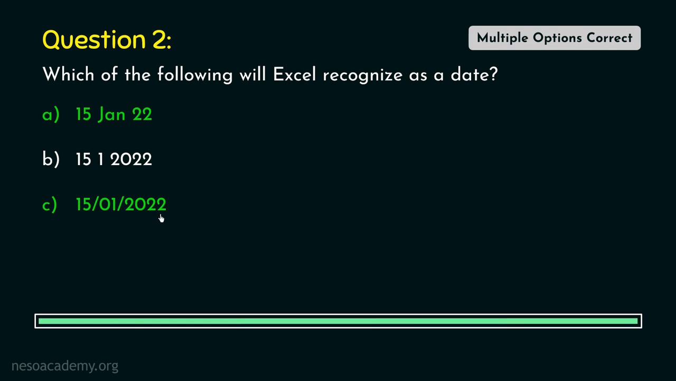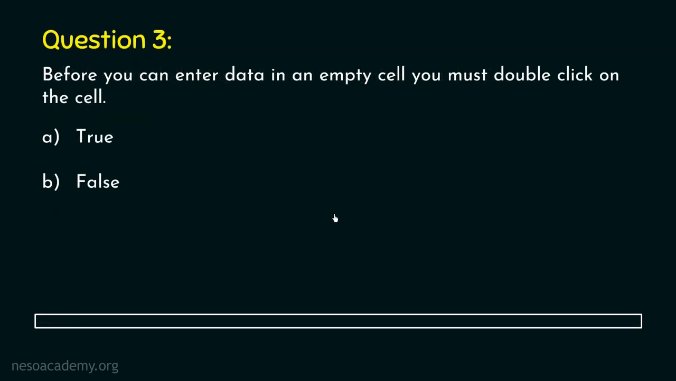Alright? Now comes the third question of this quiz on your screen, and you have 10 seconds to solve this question. So your time starts now. Time up, and the answer to this question is option B, false.